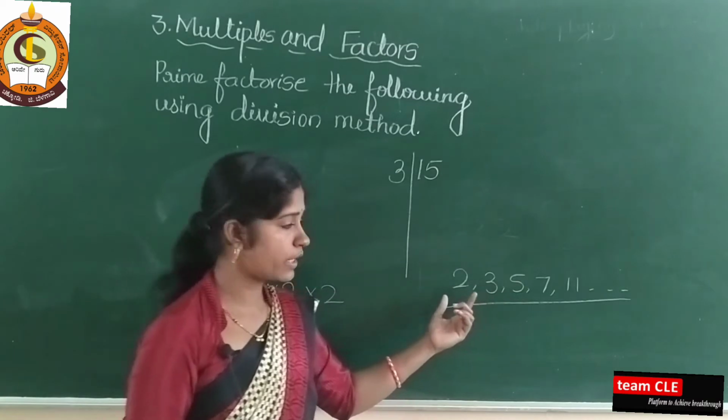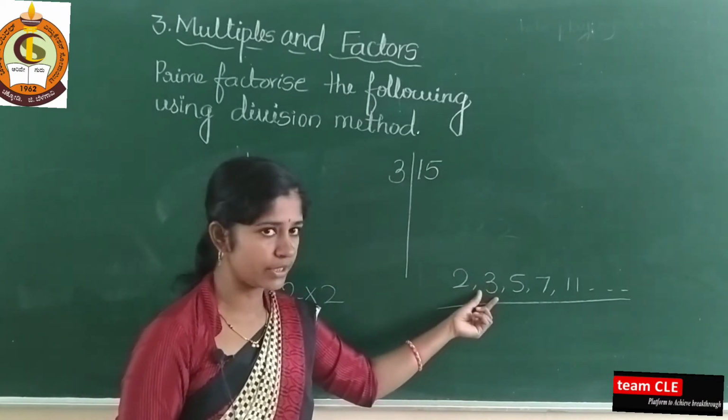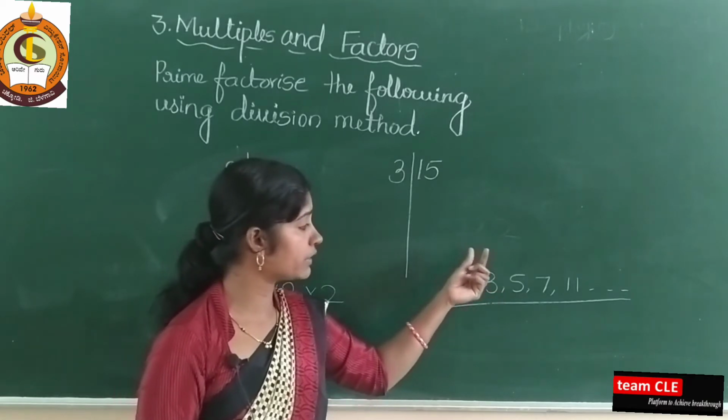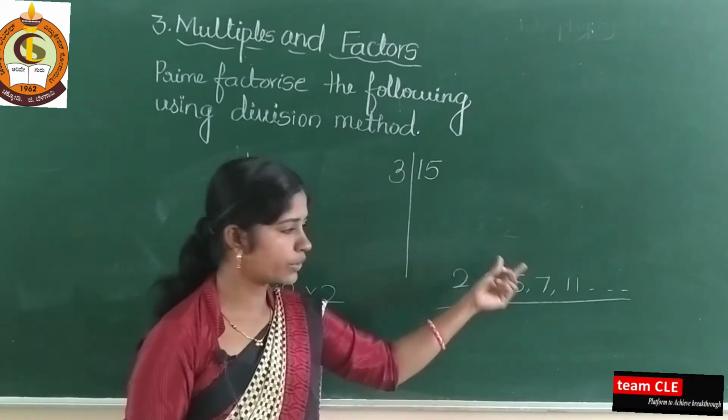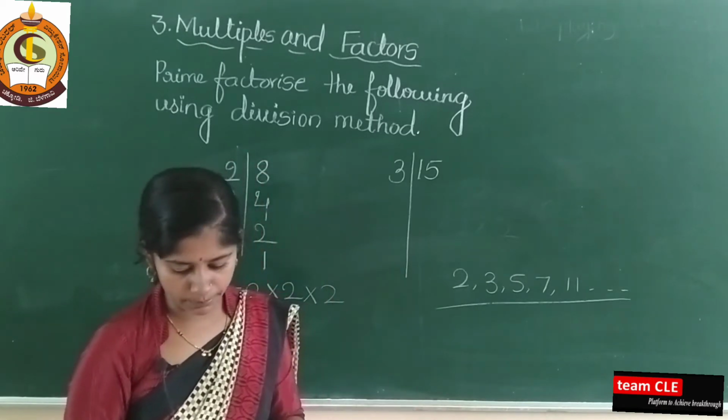So first you check, you divide with 2. If the number will not divide with 2 means you take 3. If that number also does not divide with 3 means you take 5. Next you take 7. While taking you must and should take only prime numbers.